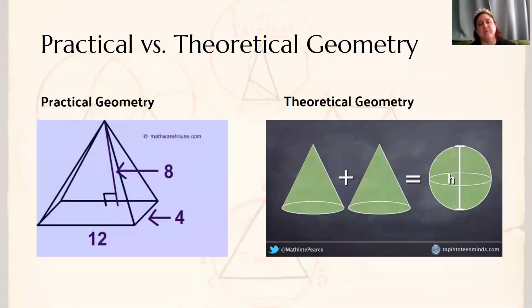Okay, last example. The ancient Egyptians were able to find the volume of a pyramid. They had formulas for that. And we have lots and lots of formulas that we use, and we teach them in math classes. You know, we teach that to find the area of a triangle, you take the base times the height and divide it in half, and things like that. Theoretical geometry is knowing that 2 cones equals a sphere.